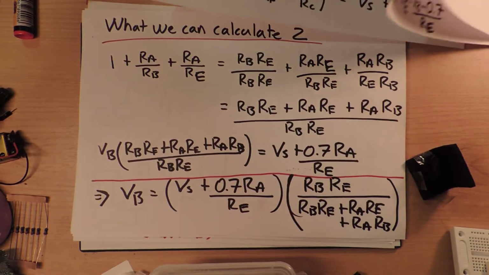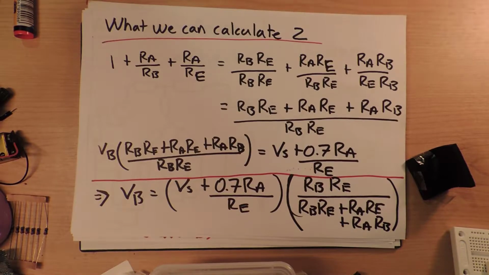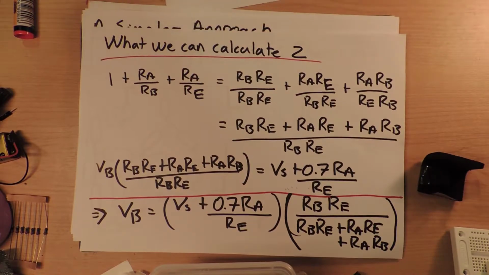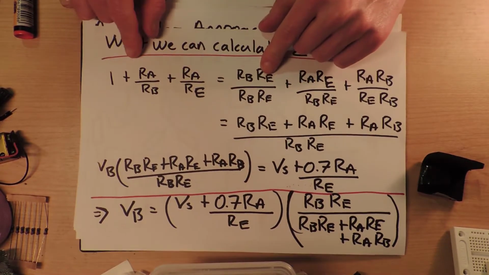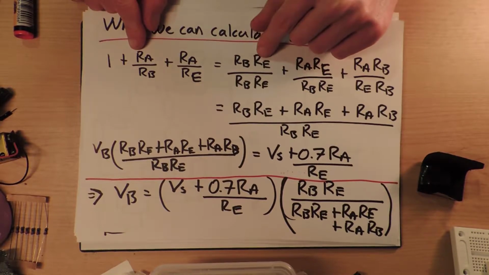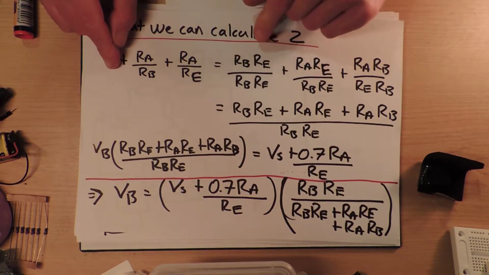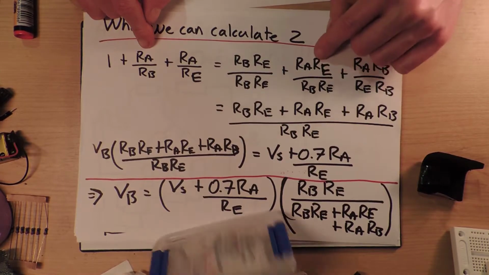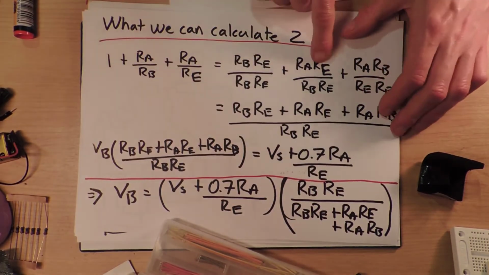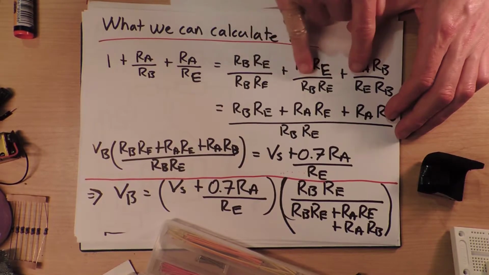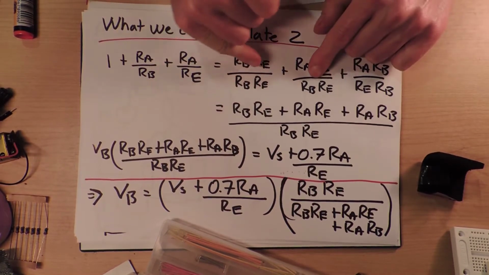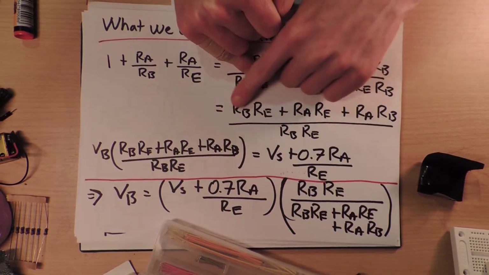So what can we calculate? We've got this term here. What I've done is this here is equal to 1. So this is RBRE divided by RBRE, which is 1. And then this one here, I've just multiplied by RE on each thing. So this is the same equation, but I've made the denominator the same, and then I can put them all together.